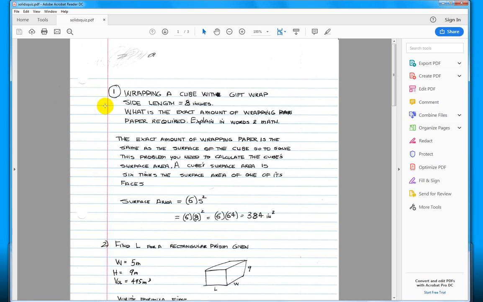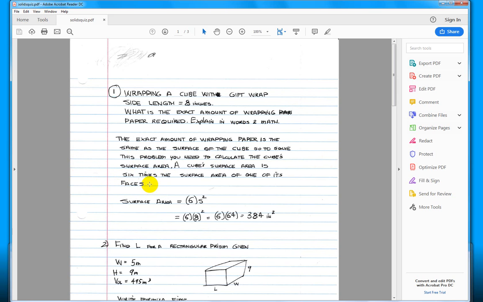Okay, number one, wrapping a cube with gift wrap. Side length of the cube is 8 inches. What is the exact amount of wrapping required? Explain in words and math. Okay, the exact amount of wrapping paper is the same as the surface area of the cube. So to solve this problem, you need to calculate the cube's surface area. A cube's surface area is 6 times the surface area of one of its faces.